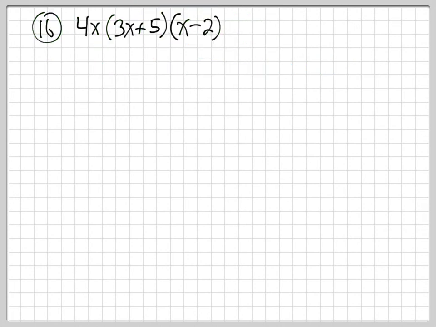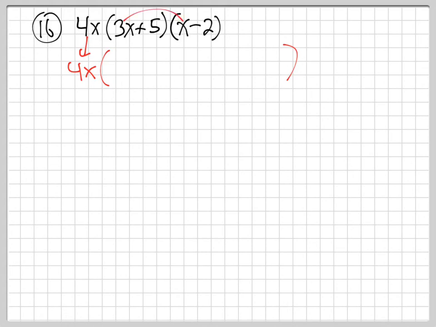16. Let me do this one with you. 16 holds a challenge. So how are we going to do this one? That's a good idea. Yeah, let's just do the parentheses. So just let that 4x just kind of chill there in the front. And multiply out those parentheses at the back. Exactly, good idea. So I'll let you do that. So go ahead and multiply those parentheses.